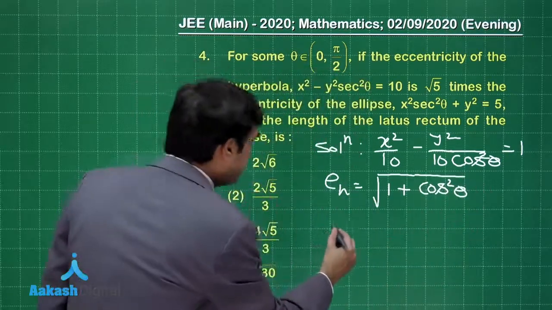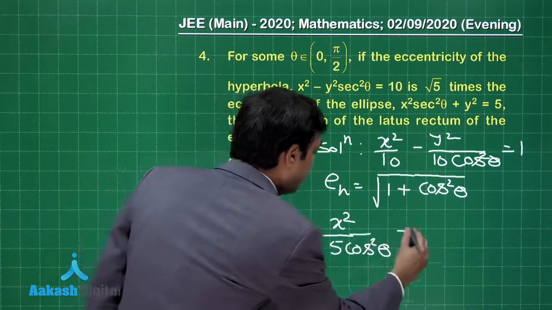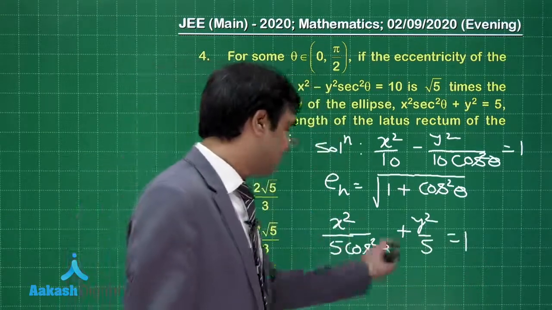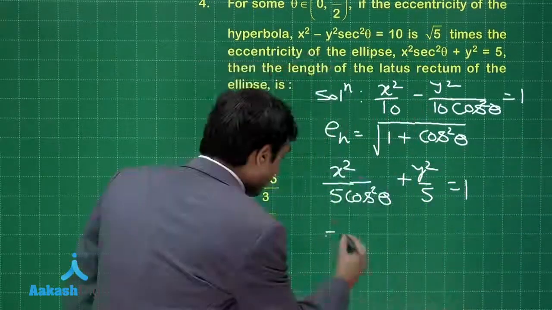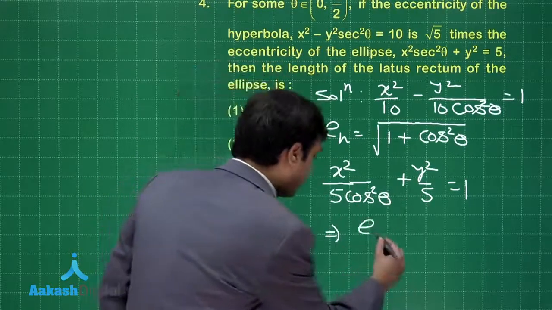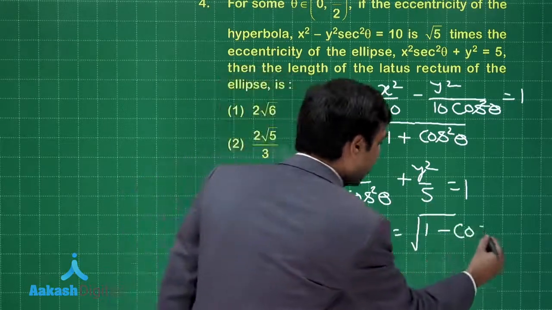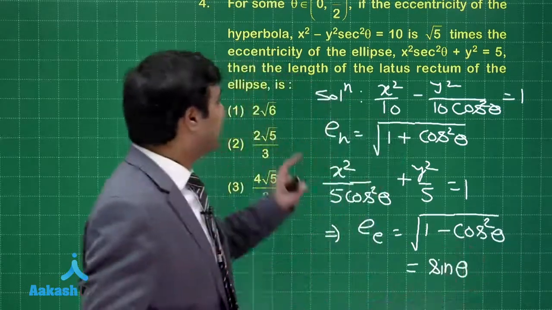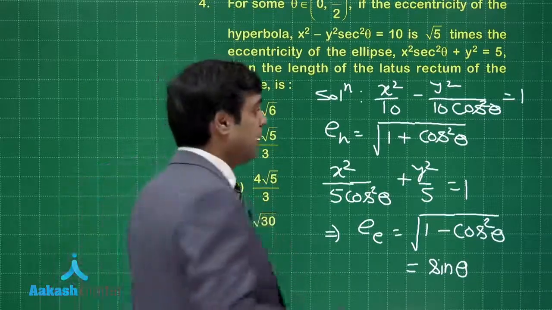Now, ellipse is x square upon 5 cos square theta plus y square upon 5 is equal to 1. Here again we can see this value is less than this one, if we consider here theta not equal to 0 as given in this question. So here we can see the eccentricity for this ellipse. It is coming to be root of 1 minus a square upon b square, that is cos square theta, is equal to sine theta. Now the question says eccentricity of the hyperbola is root 5 times eccentricity of ellipse.